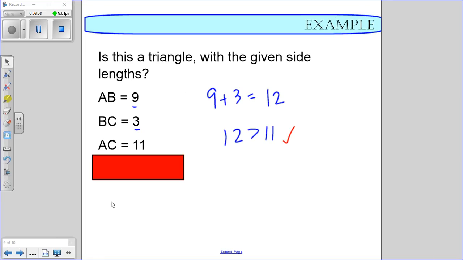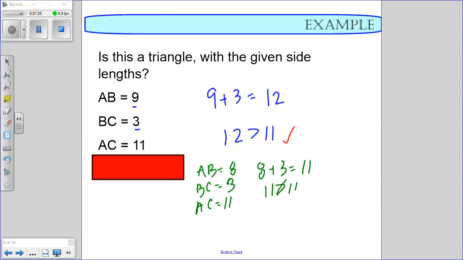Okay, let me show you when we wouldn't have a triangle. So if instead we had AB equals 8, BC still equals 3, and AC still equals 11. Well, my two shortest sides, 8 plus 3, that actually equals 11. Since 11 is not greater than our 11, this is not a triangle.